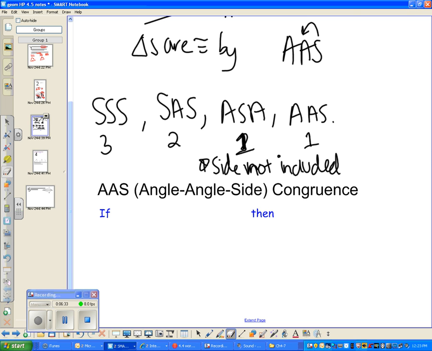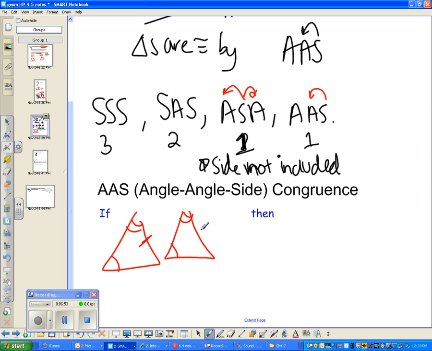And that's hard for some people. You just need to remember that in ASA, the side is included. It's touching both of those angles that we're talking about. In AAS, the side is only touching one of those congruent angles. So for example, again, I still have 2 sets of congruent angles, but this time the side's only touching one of the congruent angles. So this is one possibility.